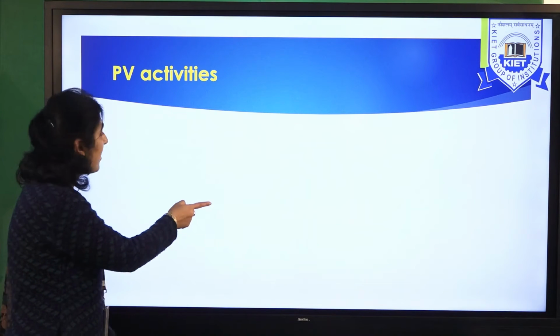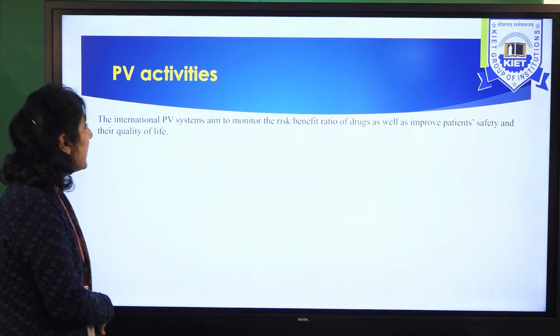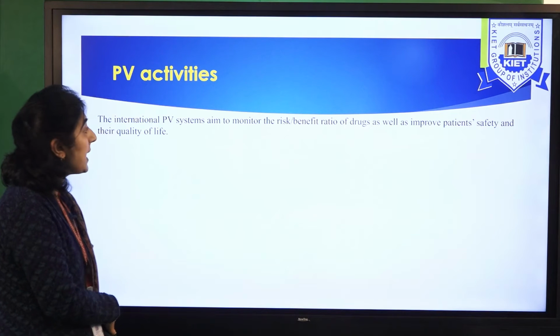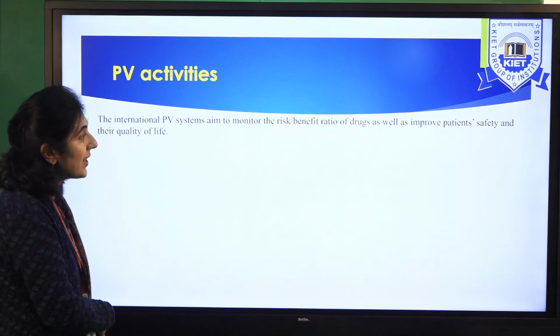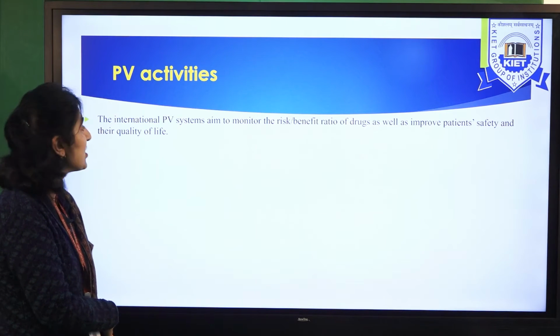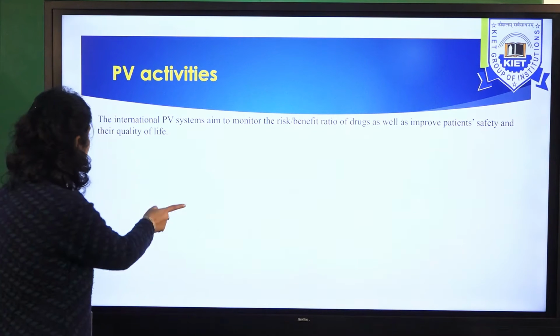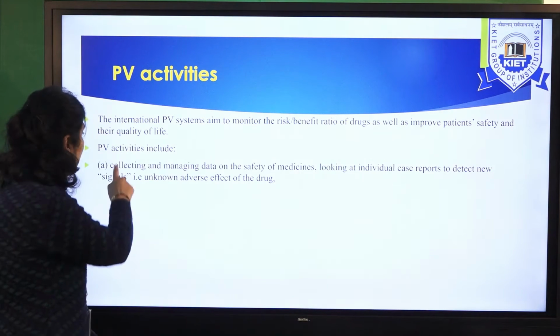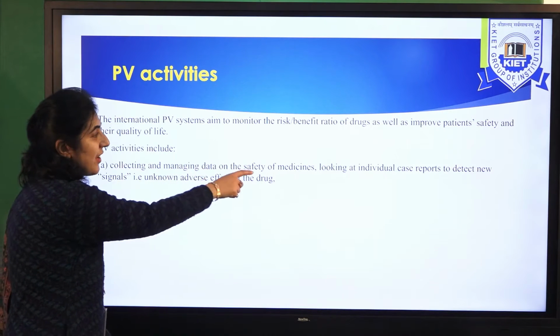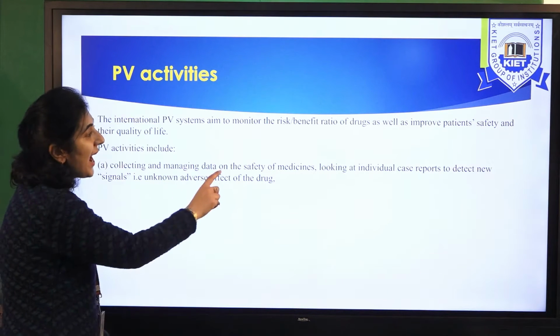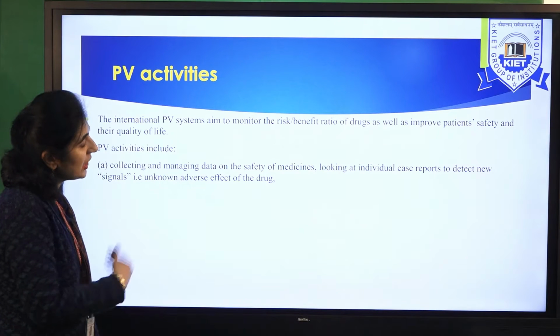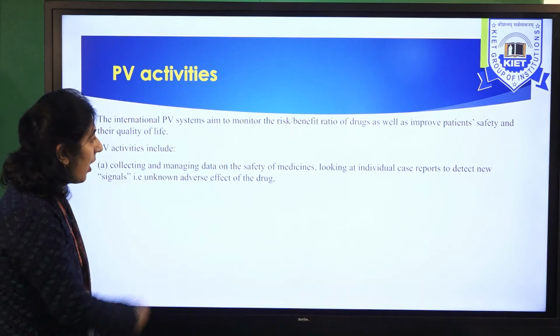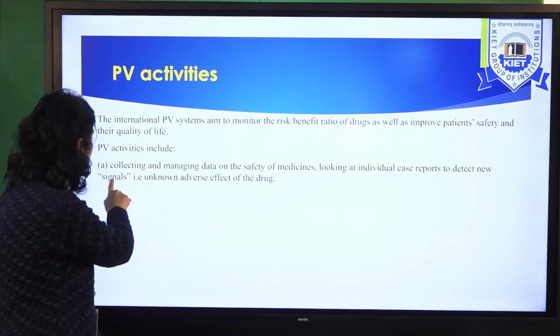Now, what are the activities under pharmacovigilance? The international pharmacovigilance systems aim to monitor the risk-benefit ratio of the drugs as well as improve patient safety as well as their quality of life. So the activities include, number 1, collecting and managing data on the safety of medicines, looking at individual case reports, which I'll be telling you in the next video. So it helps in detecting new signals.